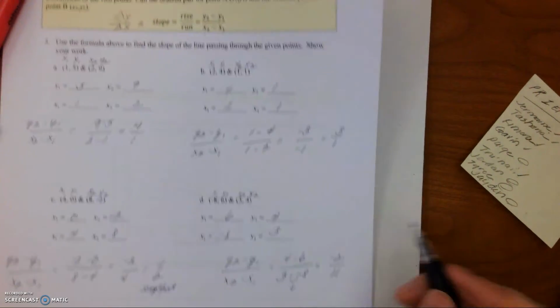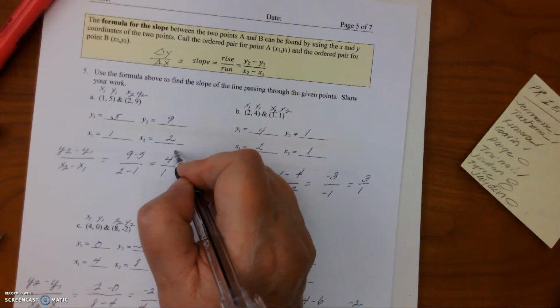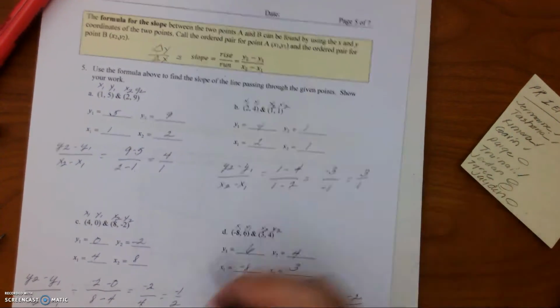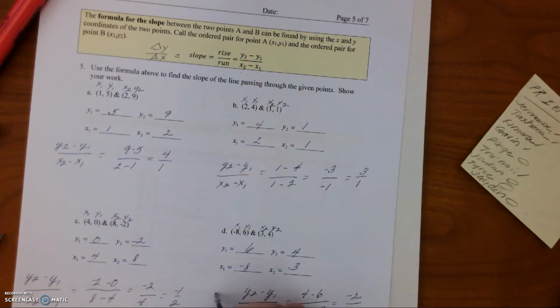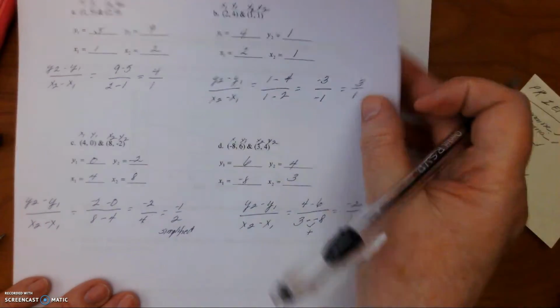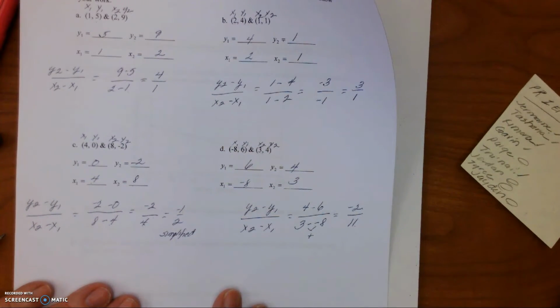So rise over run. So you go up 4, you go over 1. You go up 3, you go over 1. You go down 1, you go over 2. You go down 2, you go over 11. Okay? Remember, if this is going too fast, take your time and look at it again.